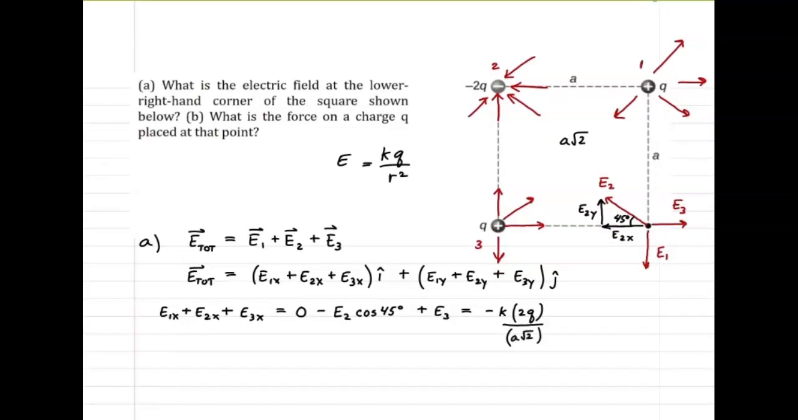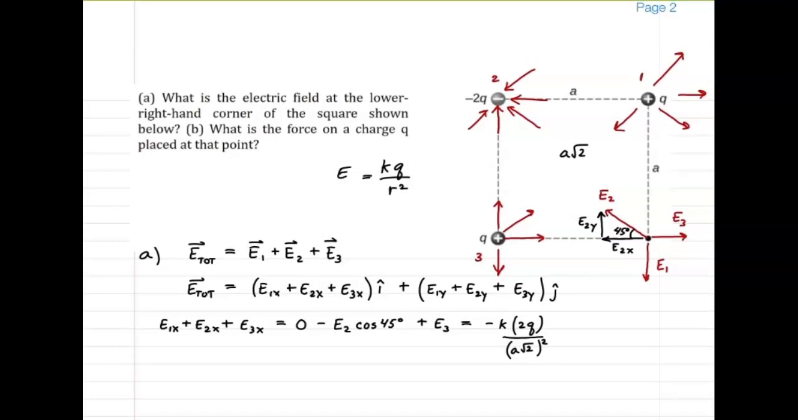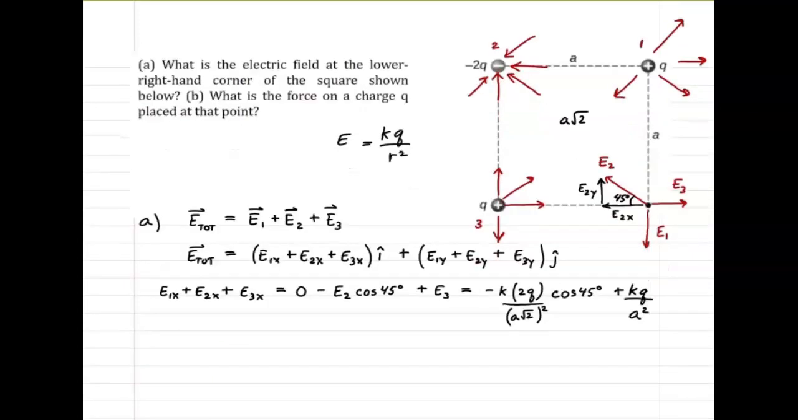A root 2, the whole thing squared. And then cosine 45 degrees. And then for E3, the charge is just positive Q. So kQ over the distance squared, which in this case would be a squared. Okay, we're going to continue evaluating the expression. So I'm going to take the 2 out, so I have minus 2kQ. And then I'm going to square the bottom. When I square the bottom, root 2 becomes 2, and then a becomes a squared.